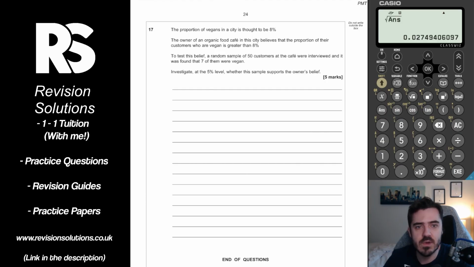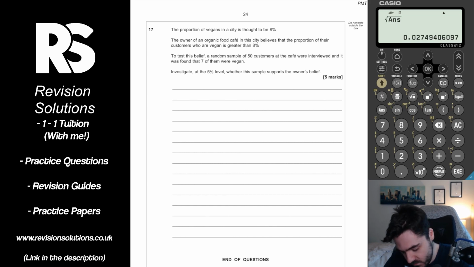Moving on to the last question, it says the proportion of vegans in a city is thought to be 8%. The owner of an organic food cafe in the city believes that the proportion of their customers who are vegan is greater than 8%. To test this belief, a random sample of 50 customers at the cafe were interviewed, and it was found 7 of them were vegan. Investigate at the 5% level whether the sample supports the owner's belief. So that's a hypothesis test.